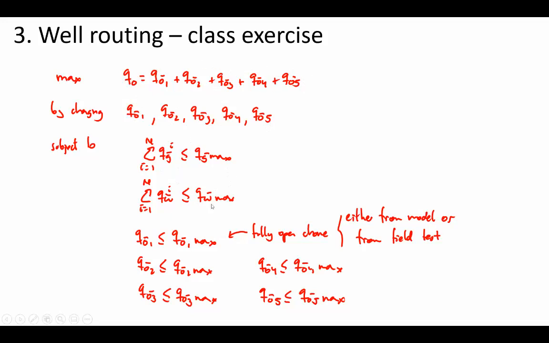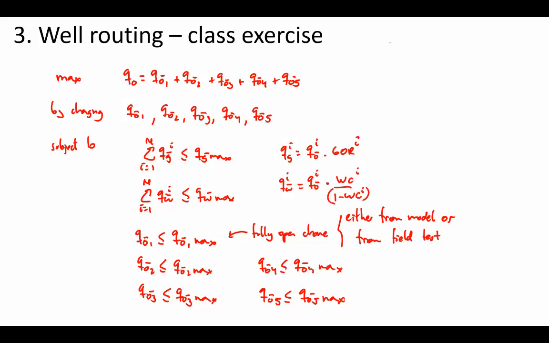I have these two constraints, where the Q gas i will be simply the Q oil of well i times the GOR of that well i. Each well has a different GOR. And the Q water i will be equal to the Q oil i times, I believe, water cut i over 1 minus the water cut.